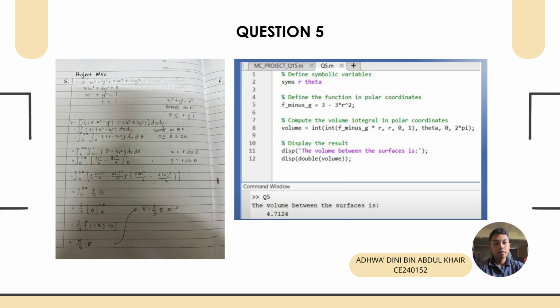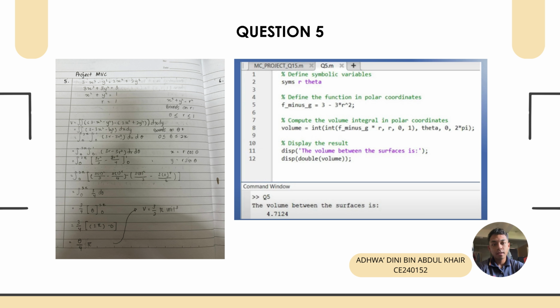In brackets 3 minus r squared, minus in brackets 2r squared, equals 3 minus 3r squared. So the volume integral becomes V equals the integral of (3 minus r squared) minus (2r squared) dA, which equals the integral of (3 minus 3r squared) r dr d theta.